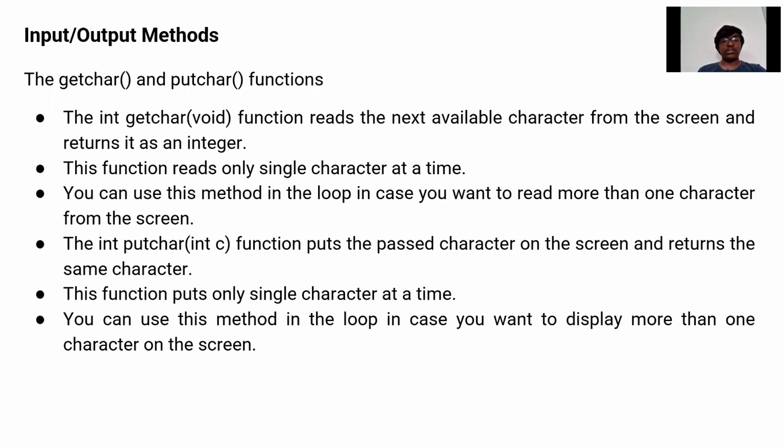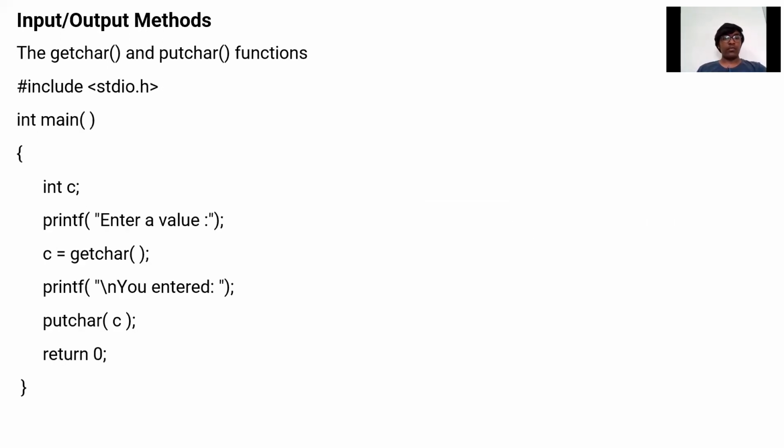The putchar function puts the passed character on the screen and returns the same character. This function puts only a single character at a time. You can use this method in a loop in case you want to display more than one character on the screen. Here's an example for getchar and putchar methods.